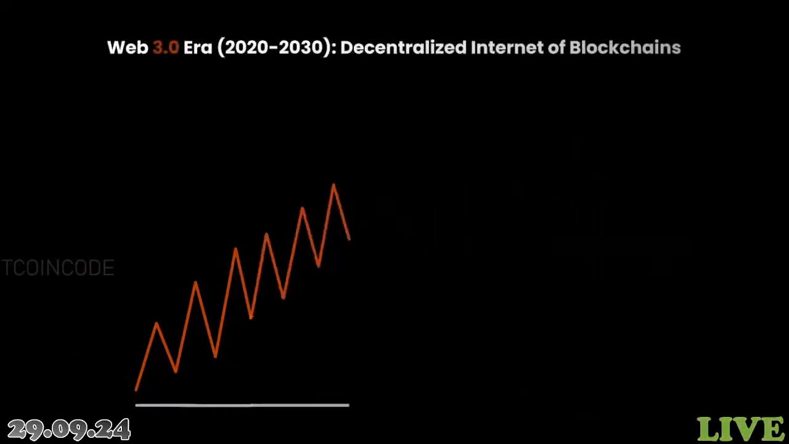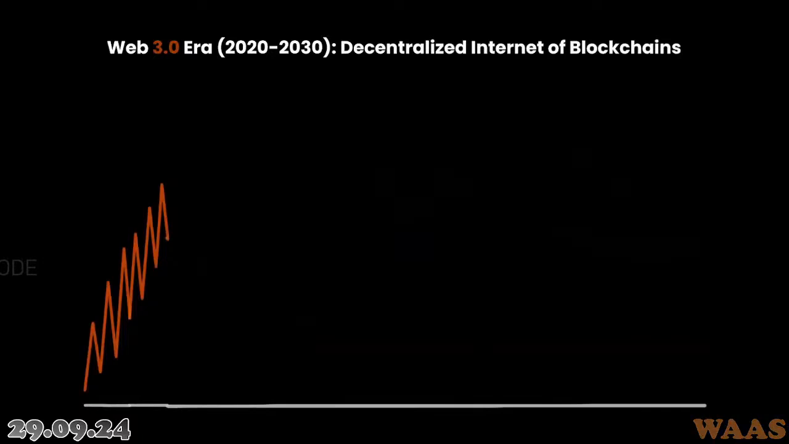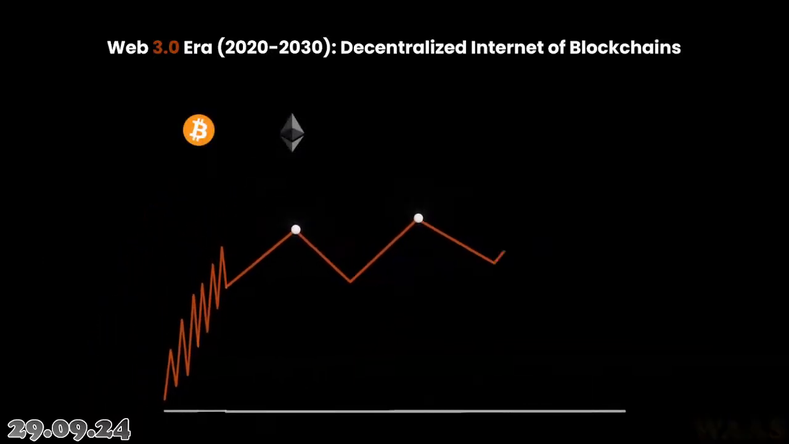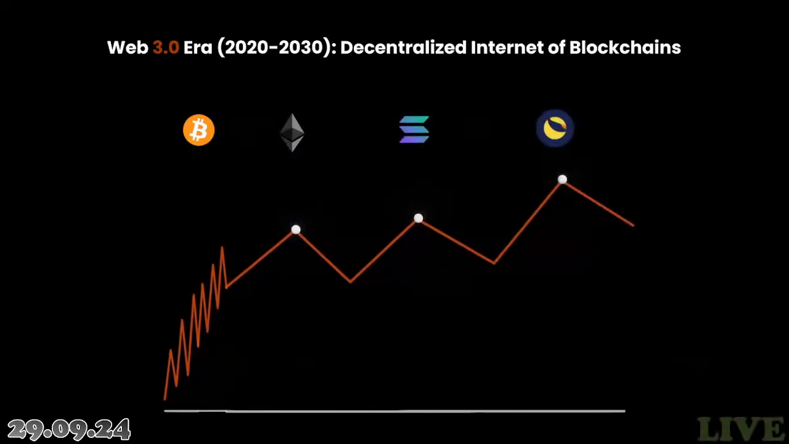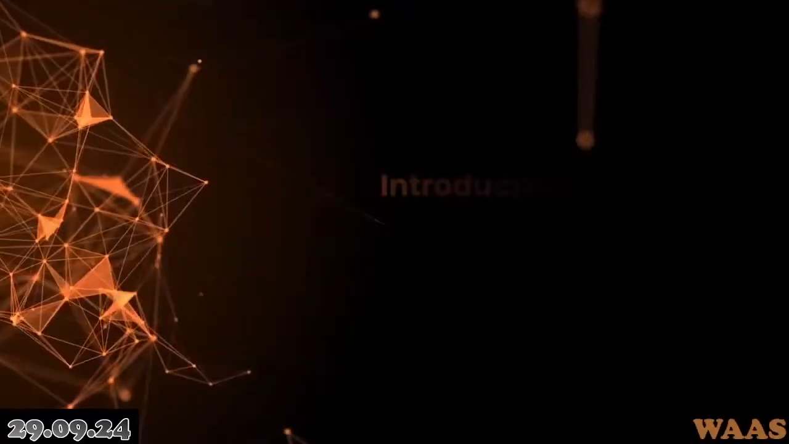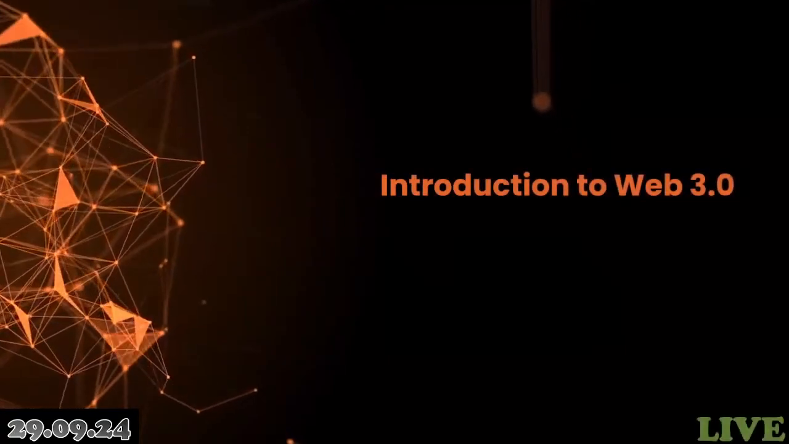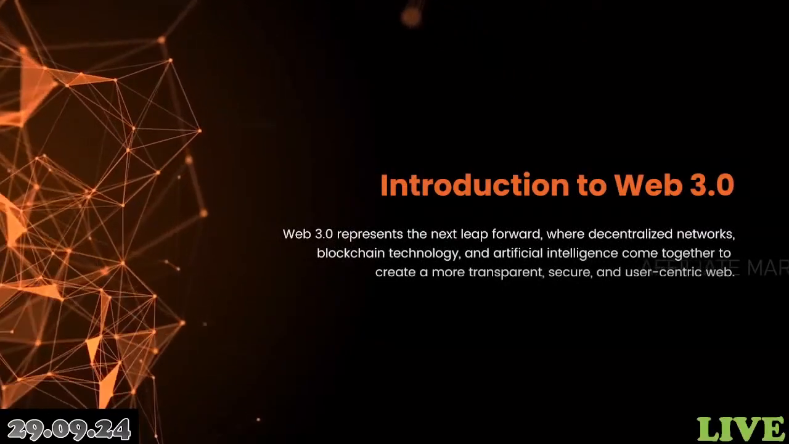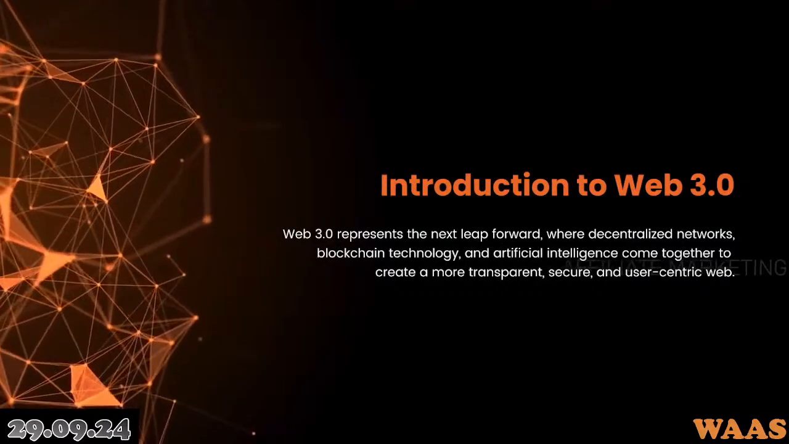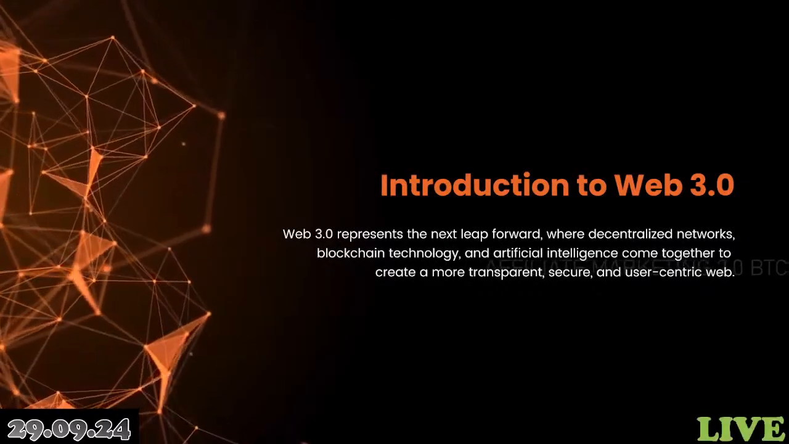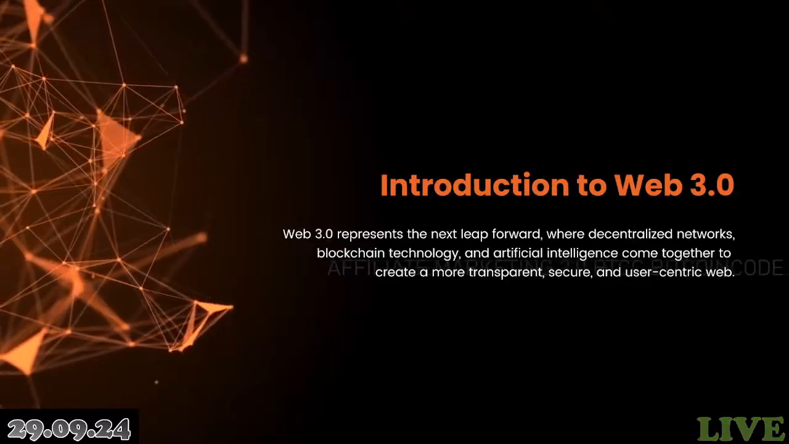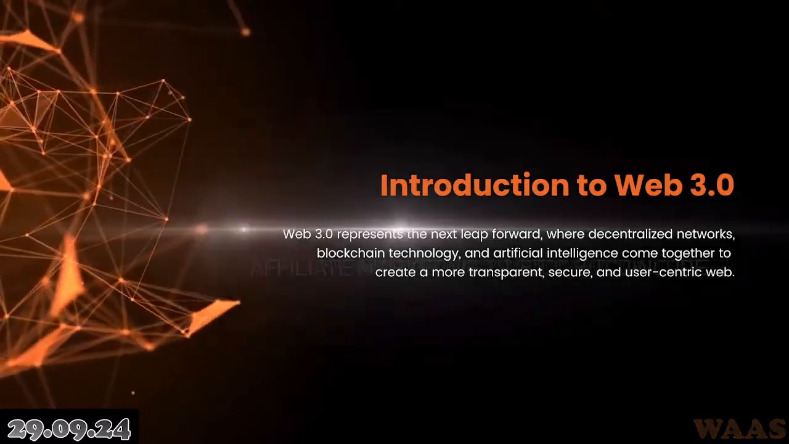And now, Web 3.0, the decentralized Internet of Blockchains. A new phase that's transforming the way we interact, create, and control digital assets. Introduction to Web 3.0. Web 3.0 represents the next leap forward, where decentralized networks, blockchain technology, and artificial intelligence come together to create a more transparent, secure, and user-centric web.